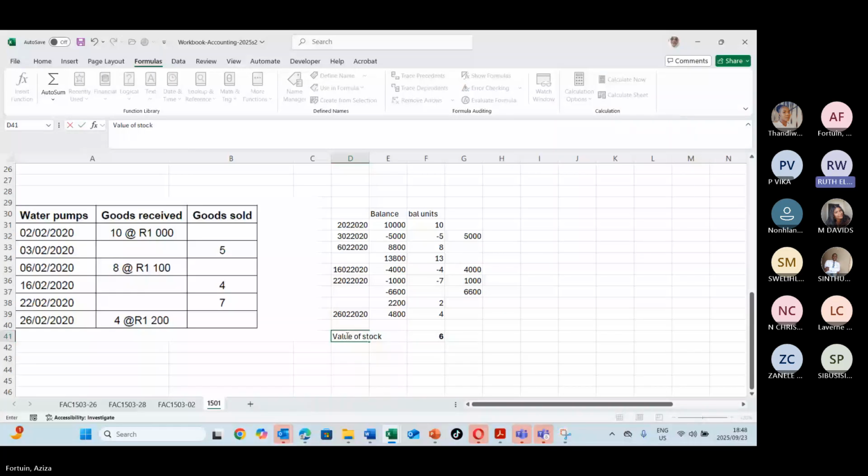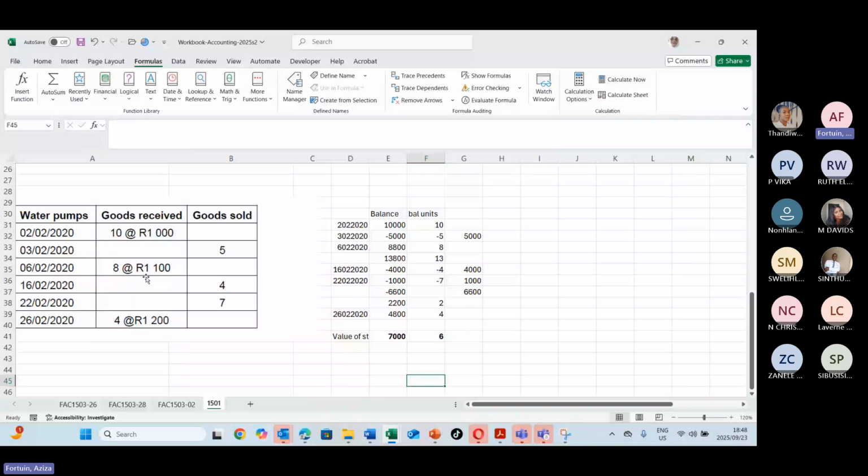I really don't understand what you did from the 16th. Wait, no, the 22nd. The 16th I got. Why are all these negative numbers here? We're minusing it because we sold it, so we don't have that in our stock room anymore. So the balance is your stock room. I'm just calculating the balances periodically so that it's not so difficult.